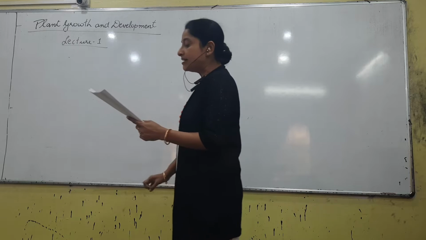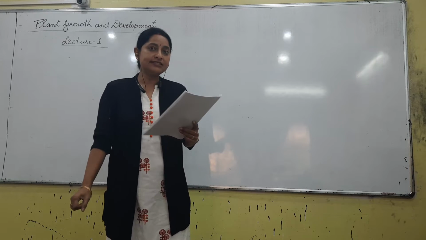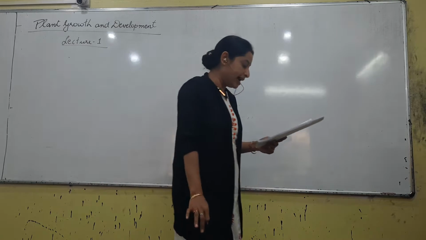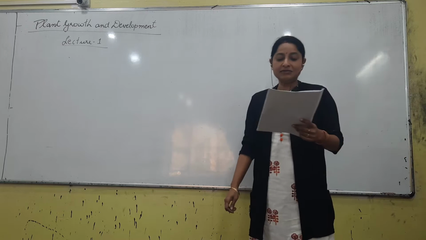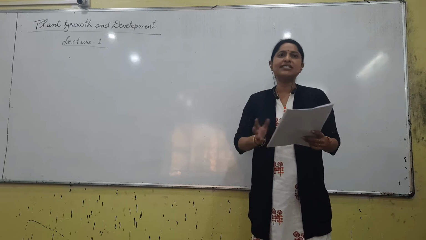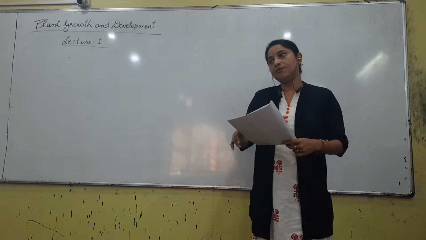Other words: limited growth and unlimited growth, just go through the PDF. In plants, the growth could be limited or it could be unlimited. Limited is also called determinate and unlimited is called indeterminate. I think this part is understood, right? So that is about growth.